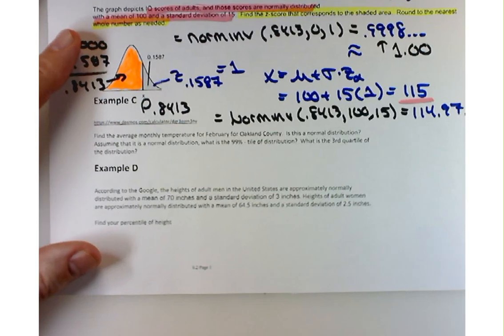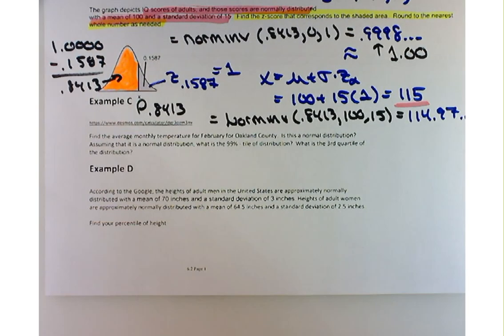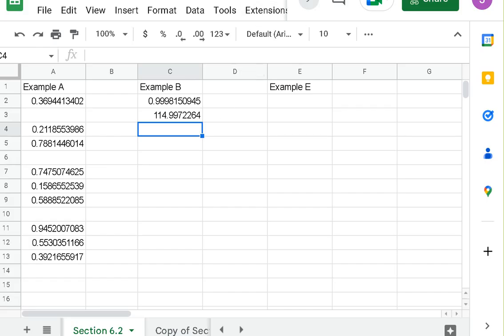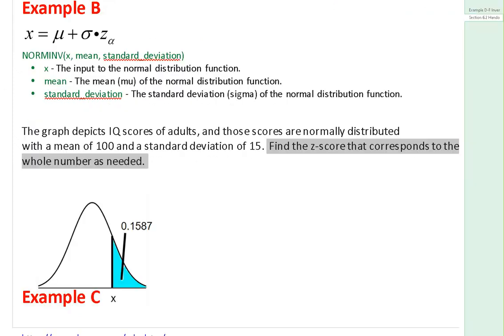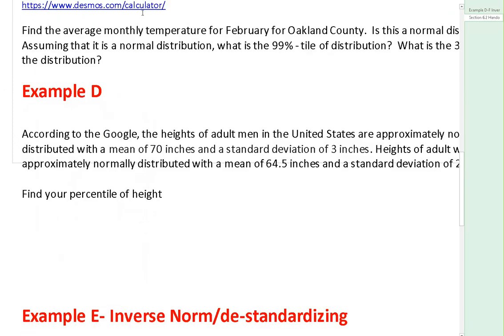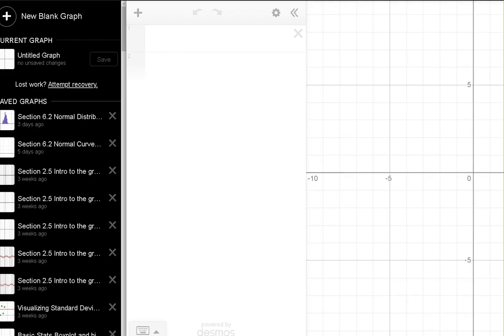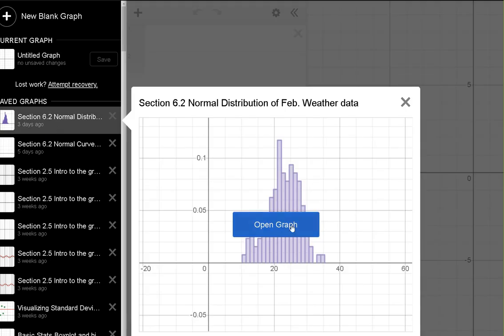All right, let's continue. Let's go down to example C here. And I think I've got this open. Let's see, maybe not. Okay, I'm going to have to open it up from our link here. There.